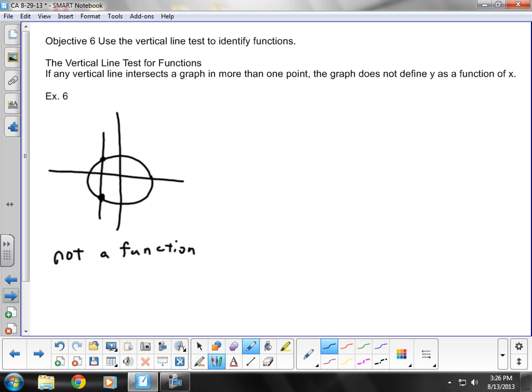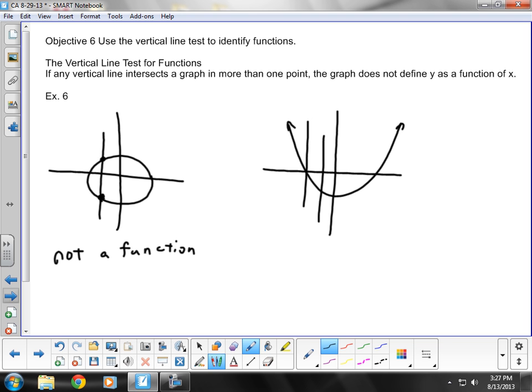So things that would be a function would be maybe, I remember, a parabola. If you have a parabola, as you can see, the vertical lines that you could draw through here only will touch once. And so that's an example of what it looks like for it to be a function. So try that for yourself on page 121 with checkpoint number 6.